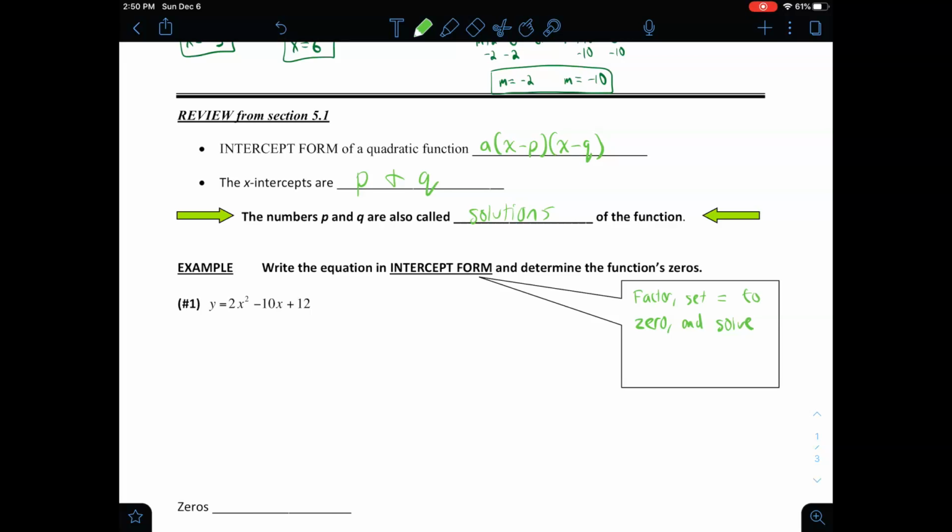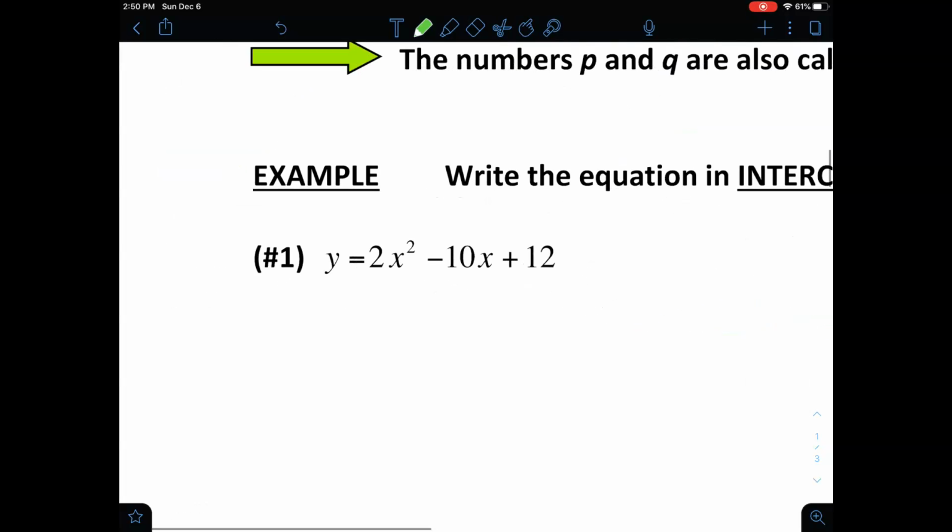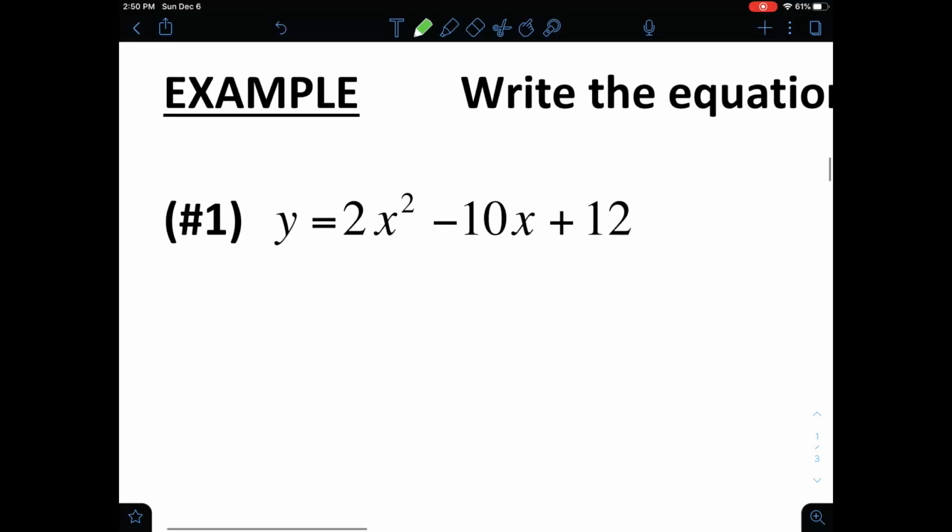All right, looking at number 1, we have y equals 2x squared minus 10x plus 12. So first things first, we need to factor this. We need to look for a GCF. Is there a GCF for these problems here? Well, these are all even numbers. Remember, the GCF can't be bigger than the smallest number. So the smallest number is 2, and the factors of 2 are 1 and 2, so it's either got to be 1 or 2 that we can divide these both by. Well, these are all even numbers, so they're all going to divide by 2.